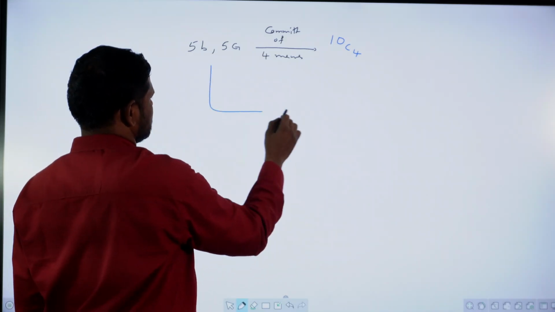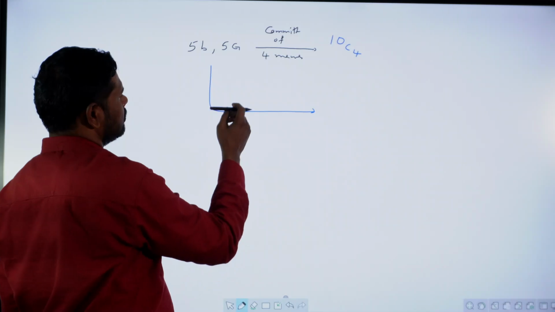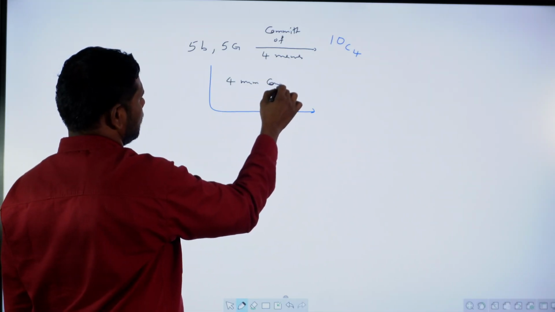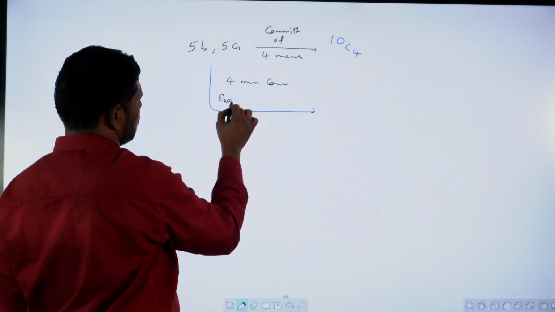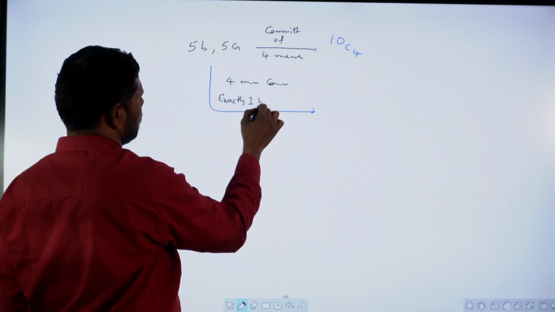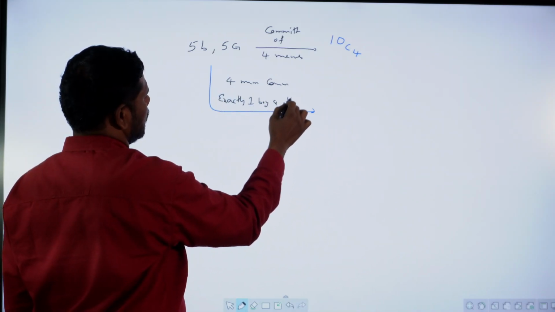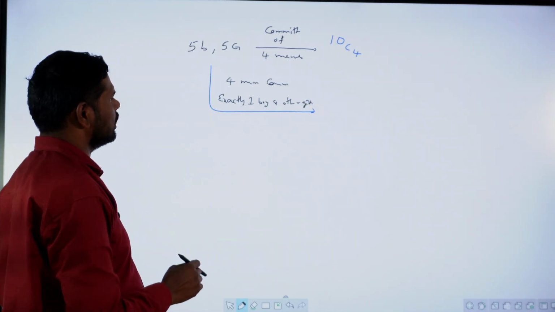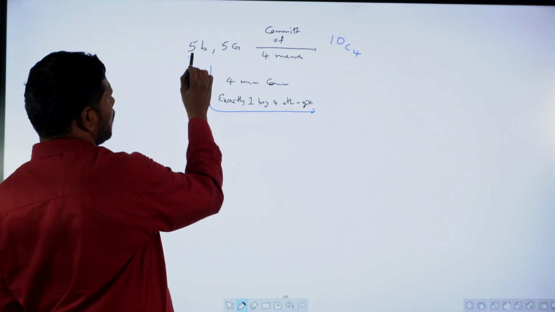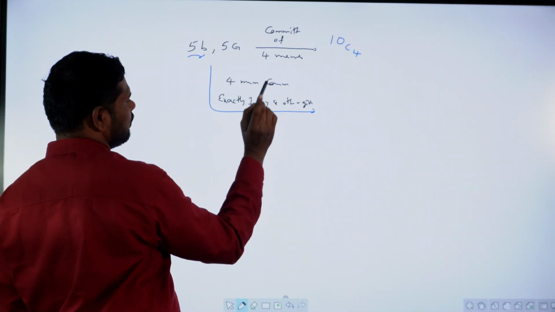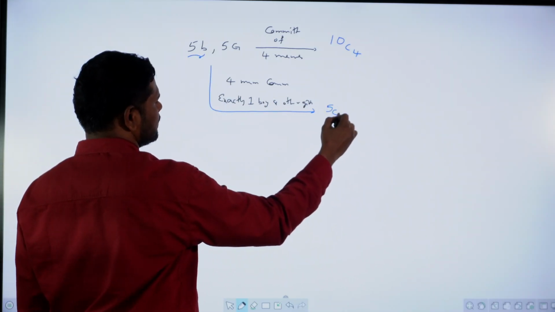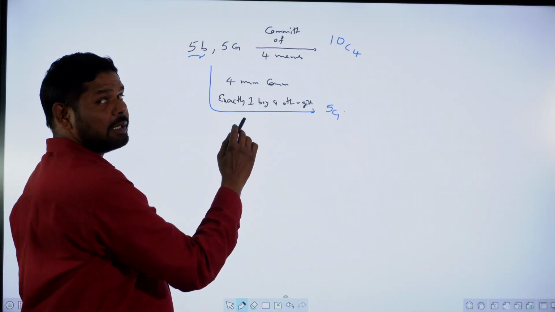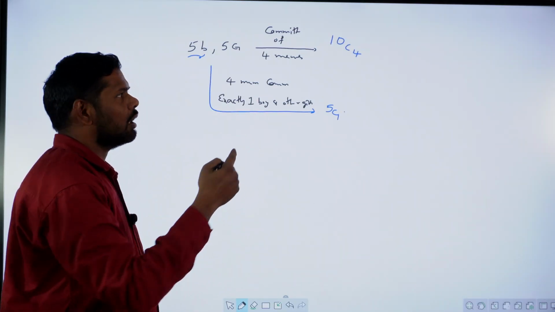Now, conditions. Out of 5 boys and 5 girls, a 4-member committee with exactly 1 boy and the others girls. Now observe. Out of 5, we need to select only 1 boy. In how many ways? 5C1 into. Then for a 4-member committee, the remaining 3 members are from girls.